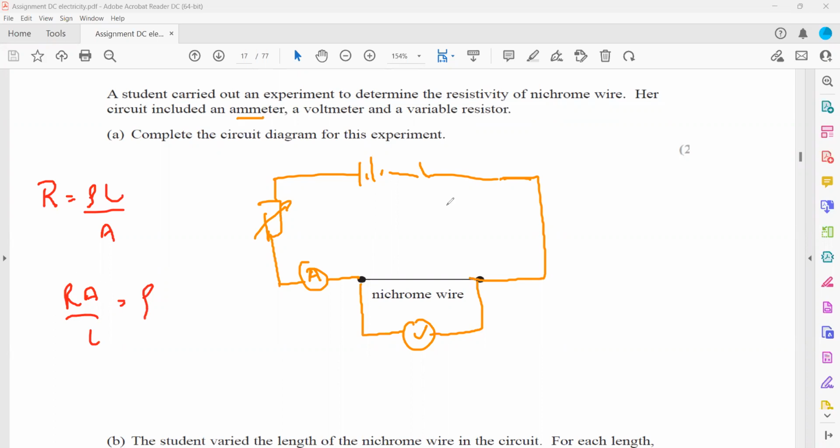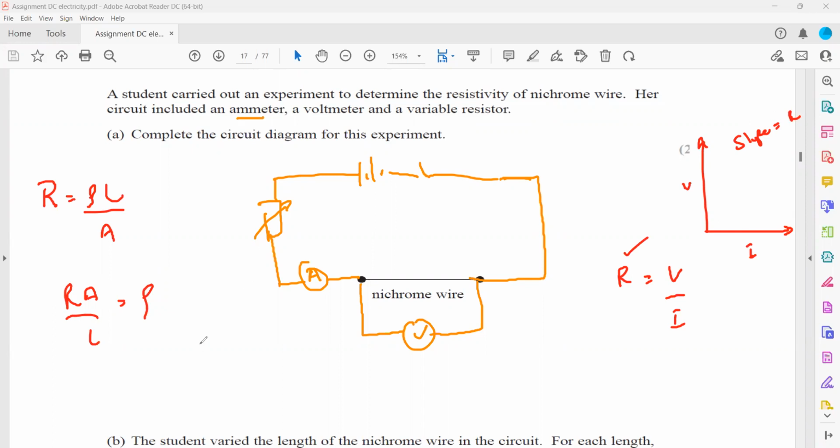So how to get R, how to get the resistance? Resistance will be the ratio between voltage and current. Or what I can do, I can plot a graph between voltage and current, like different values of voltage and current. In the slope, if I plot a graph for voltage on y-axis and current on x-axis, slope represents R. So I'll get the value of R.